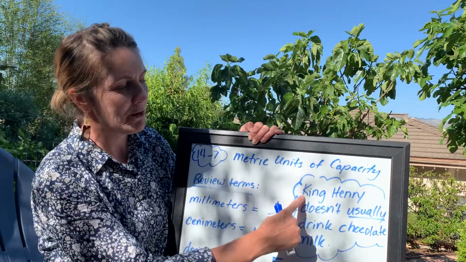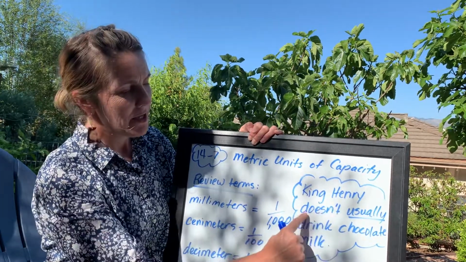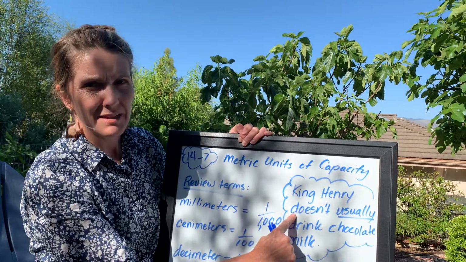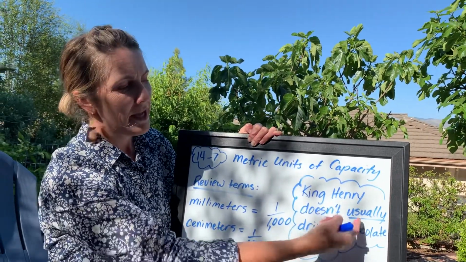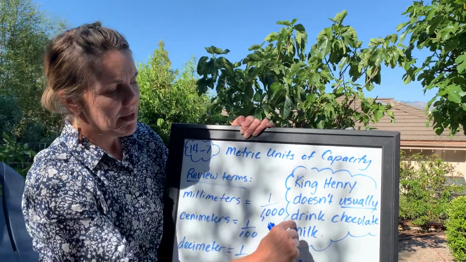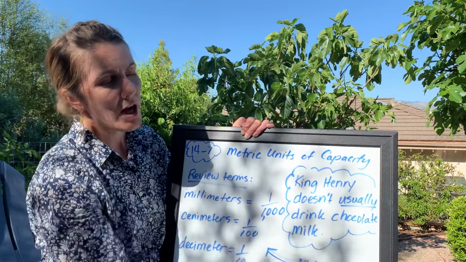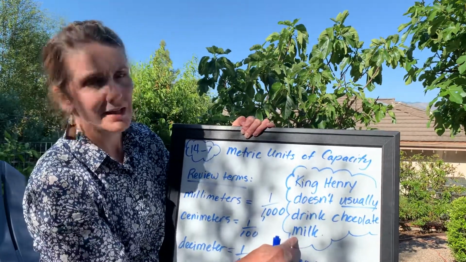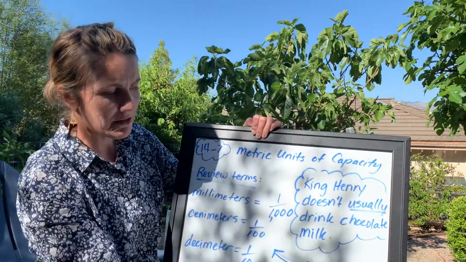This stands for kilometers, hectometer, I believe, decameter, deca, so it's bigger. And then usually it's just the unit. Drink would be the decimeter, chocolate is centimeter, and milk is milliliter. So it all starts based on the meter. All of these are based on a meter.